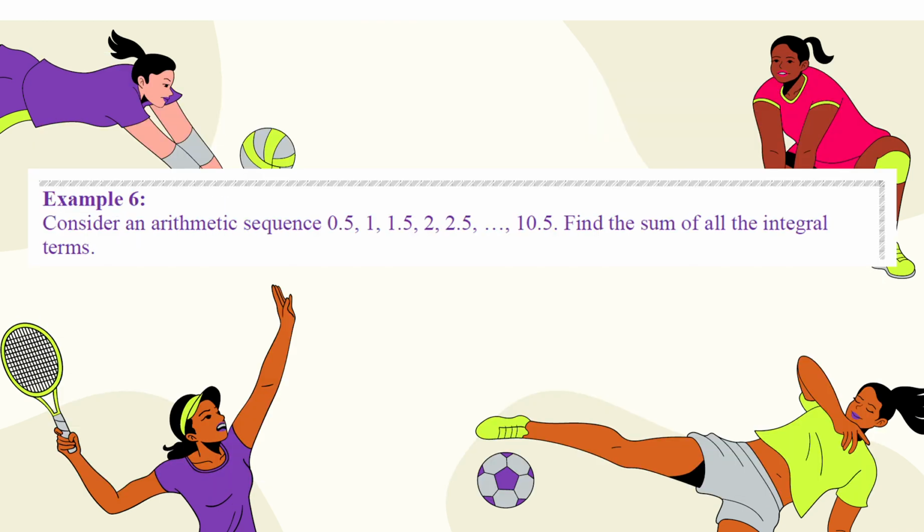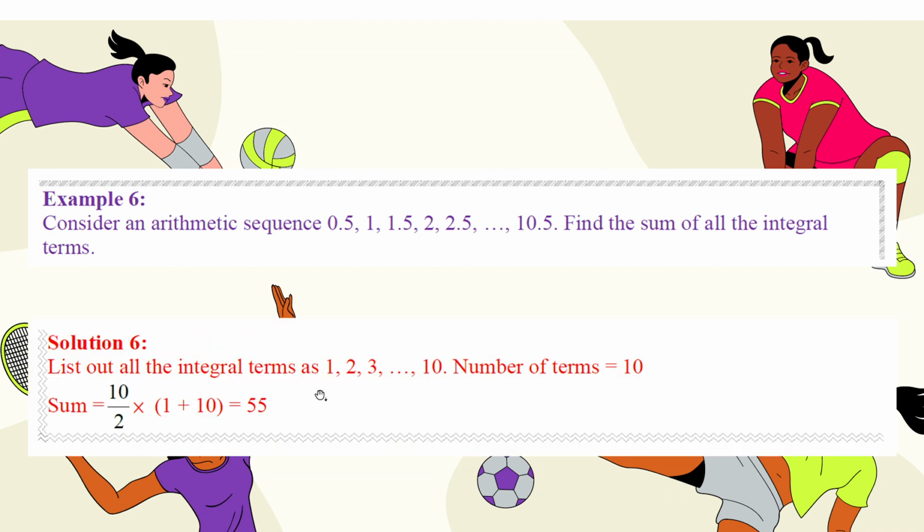And then for this one, we're considering a sequence. Find the sum of all the integral terms. Pause and do it. Welcome back. Yes, you did it right. Bring out all the integral terms. Just easy, right? So 10 terms, 5 pairs, 1 plus 10, 55.